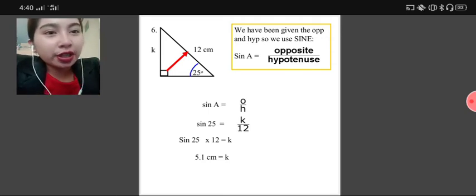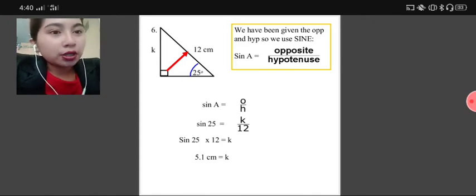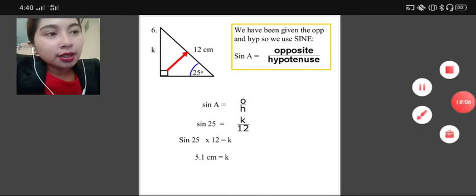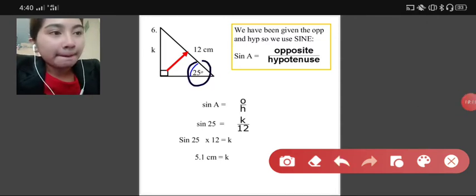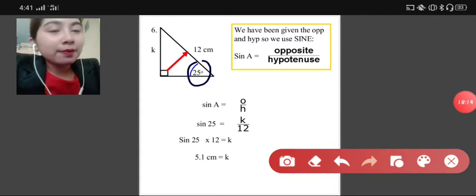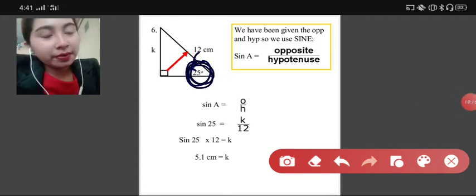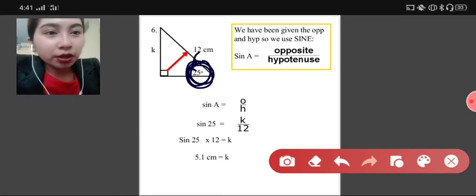Yes, adjacent yung hinahanap natin. So, we use sine, which means sine is equals to opposite over hypotenuse. Yung mystery angle natin is 25 degree. So, sine 25 is equals to opposite, which is the k, over hypotenuse, which is the 12 centimeter.